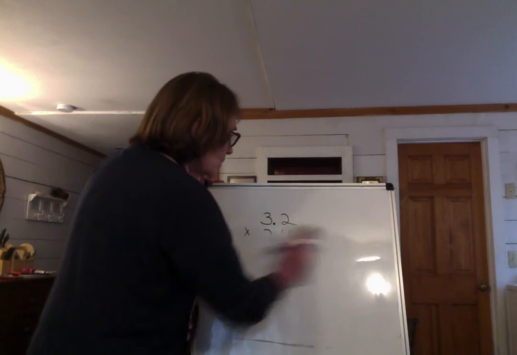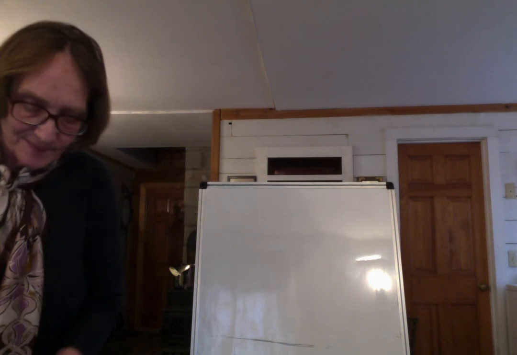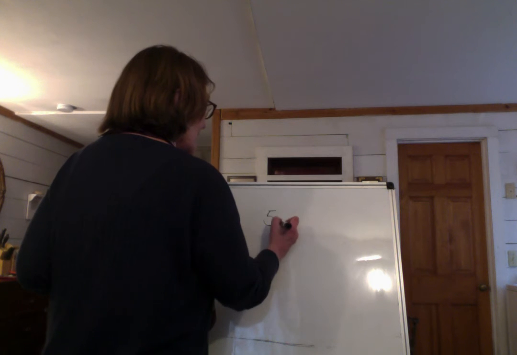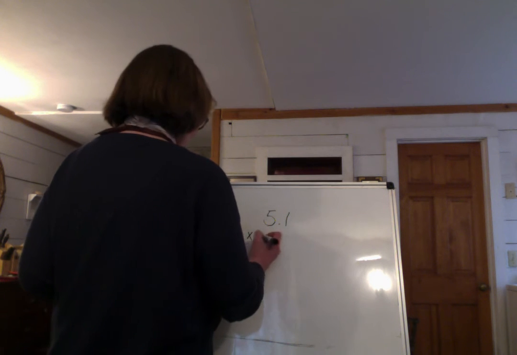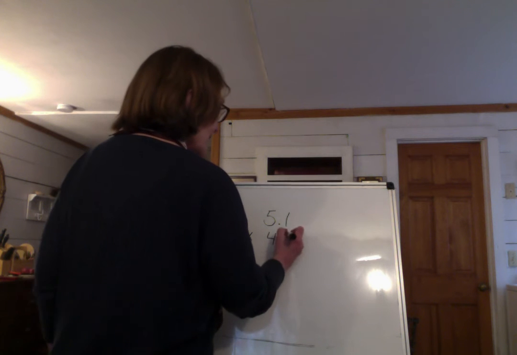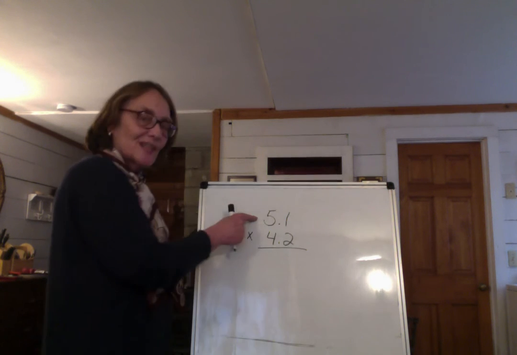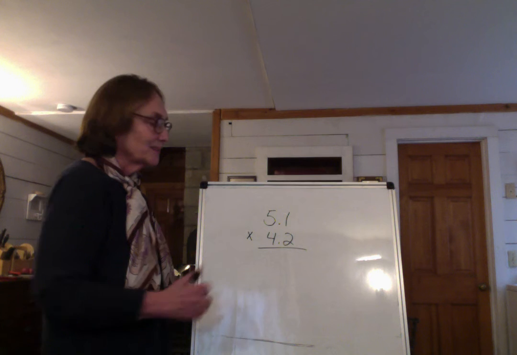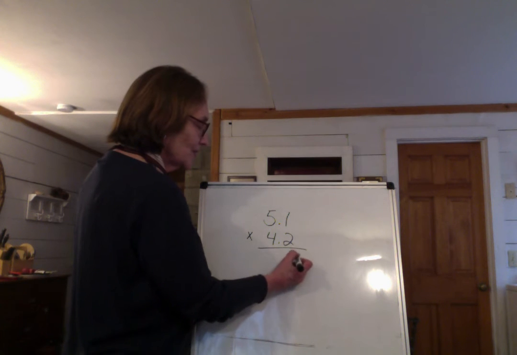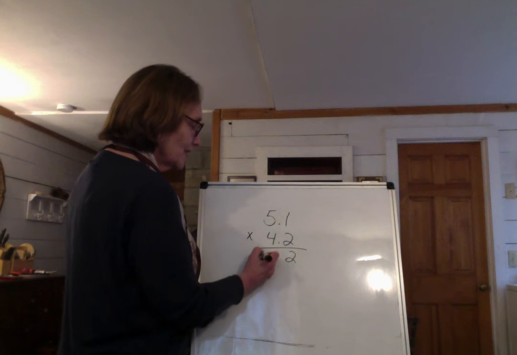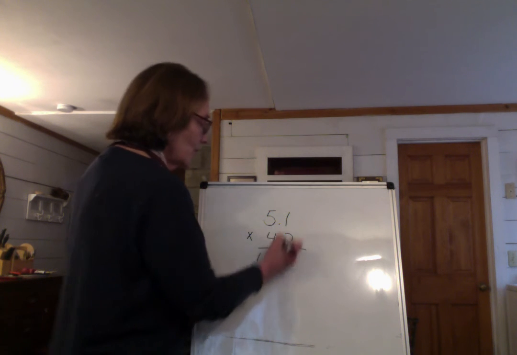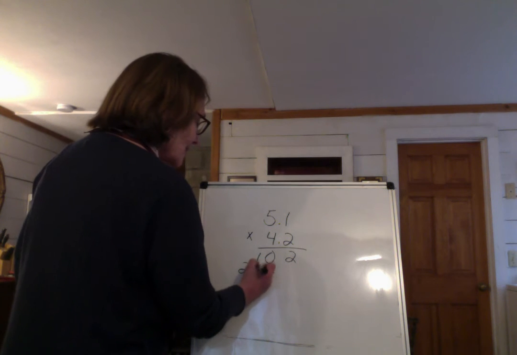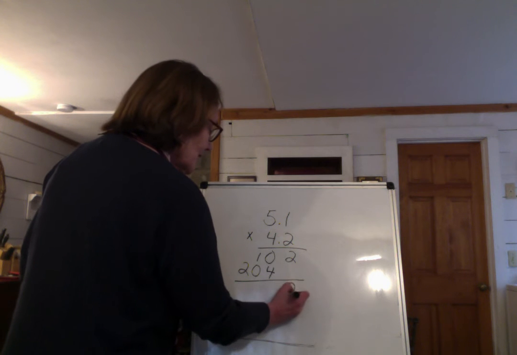You can stop and rewind this tape if it helps you. Let's see, we have 5 and 1/10 times 4 and 2/10. I have my larger number on top. I've lined up my decimal points. Now let's multiply together. 2 times 1 is 2. 2 times 5 is 10. 4 times 1 is 4. 4 times 5 is 20. Draw my line and add. 2 and 0 is 2.